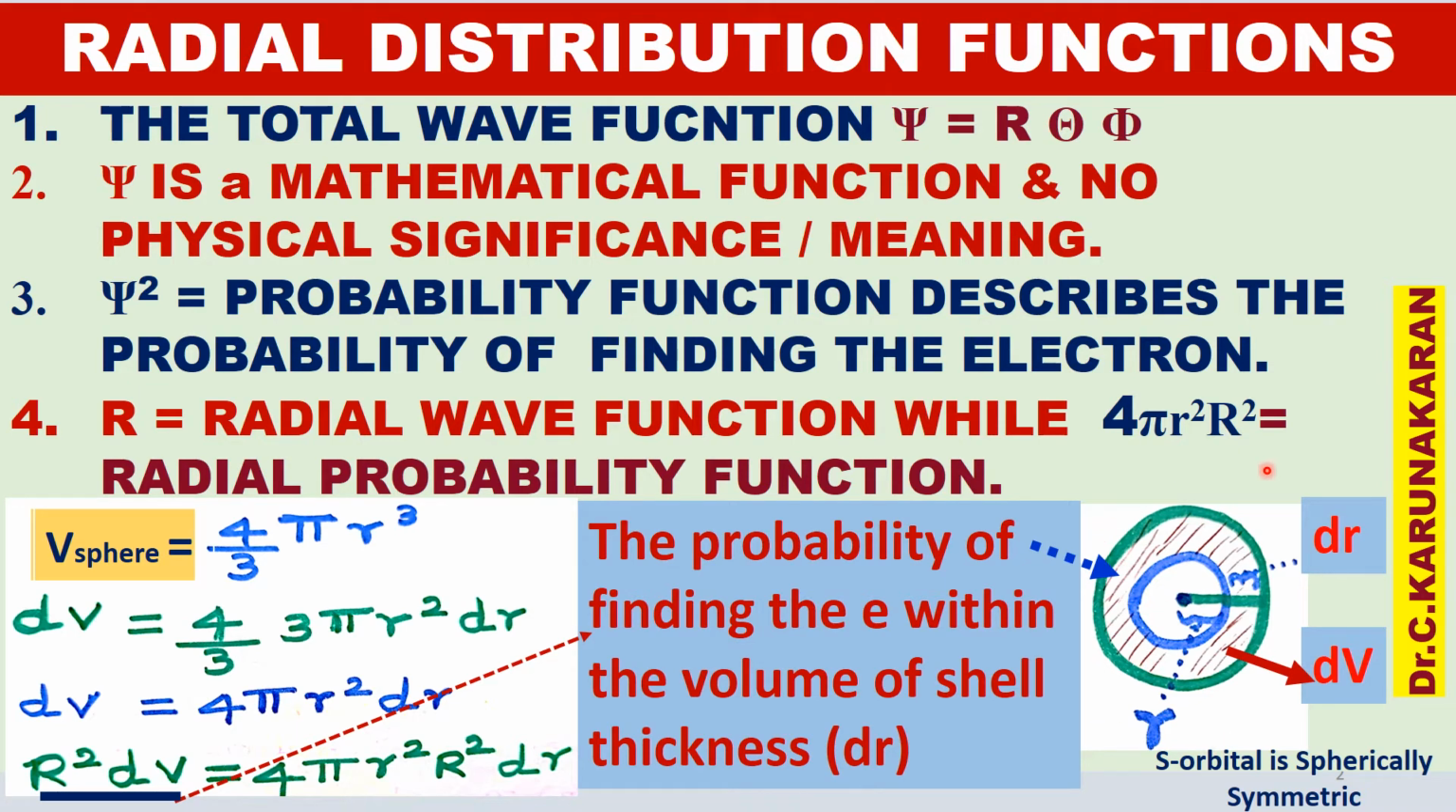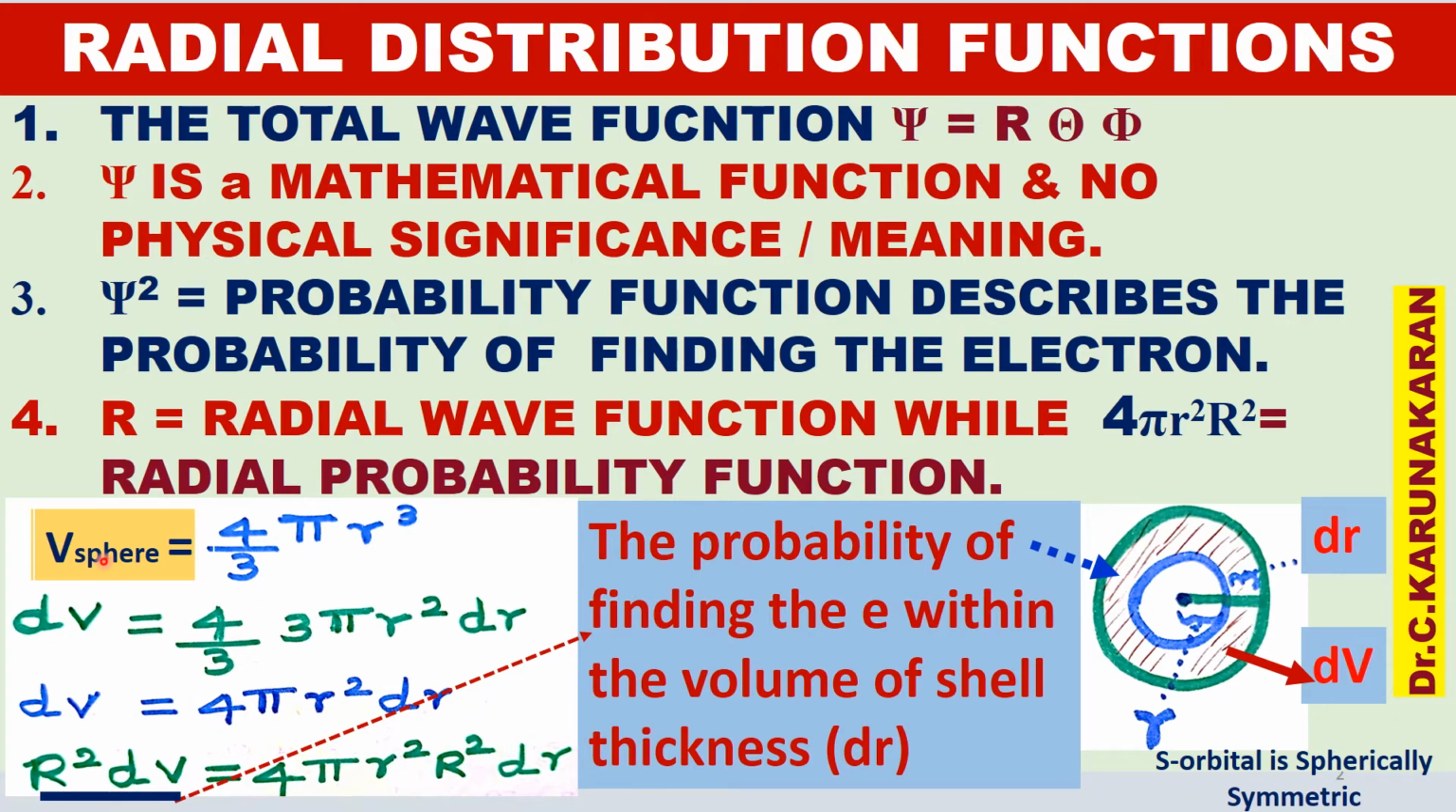As you see here, an atom consists of layers similar to an onion. There are several layers, n equal to 1, n equal to 2, like that. So, what is the probability of finding the electron within this volume of shell of thickness dr? This distance is r, the radial distance, and this is dr, a small distance actually.